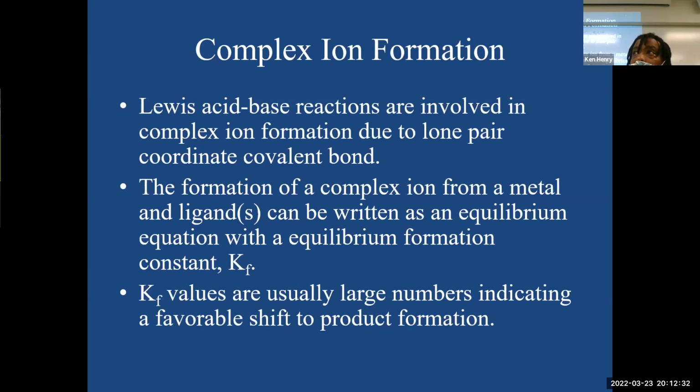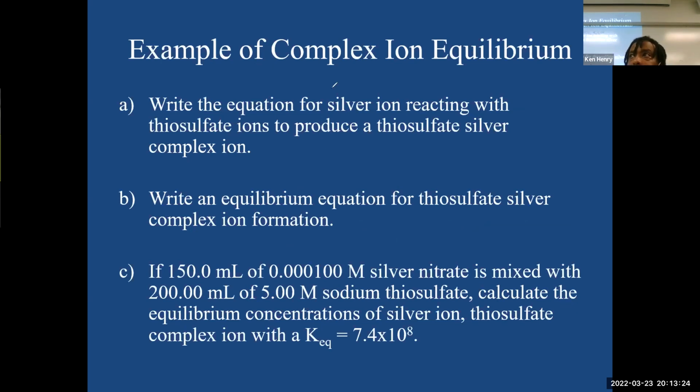Okay, so when we're forming complex ions, remember we're supposed to do that complex ions experiment, right? When we're forming complex ions, that basically is going to involve donating those lone pairs, okay? So the Lewis base reaction is going to involve a complex ion formation due to lone pair coordination covalent bonds. The formation of a complex ion from a metal and a ligand can be written as an equilibrium equation with the equilibrium formation constant Kf. Kf values are usually large numbers, indicating they favor a shift to the products.